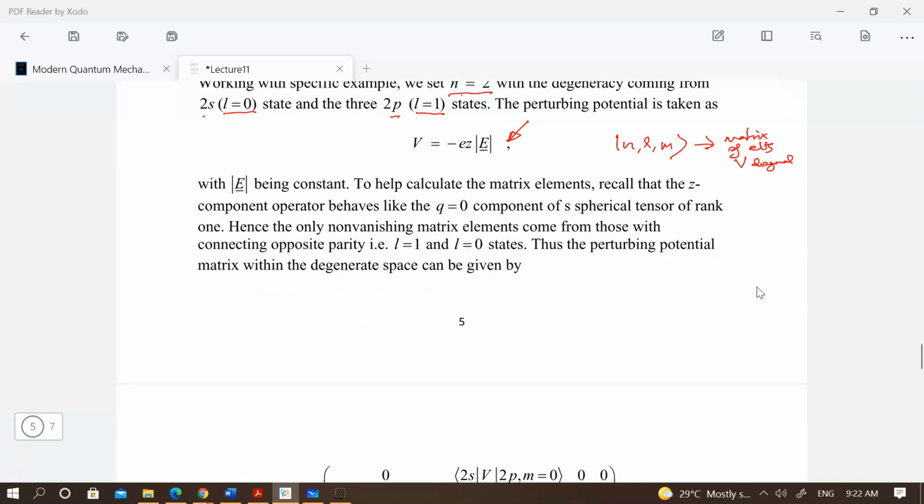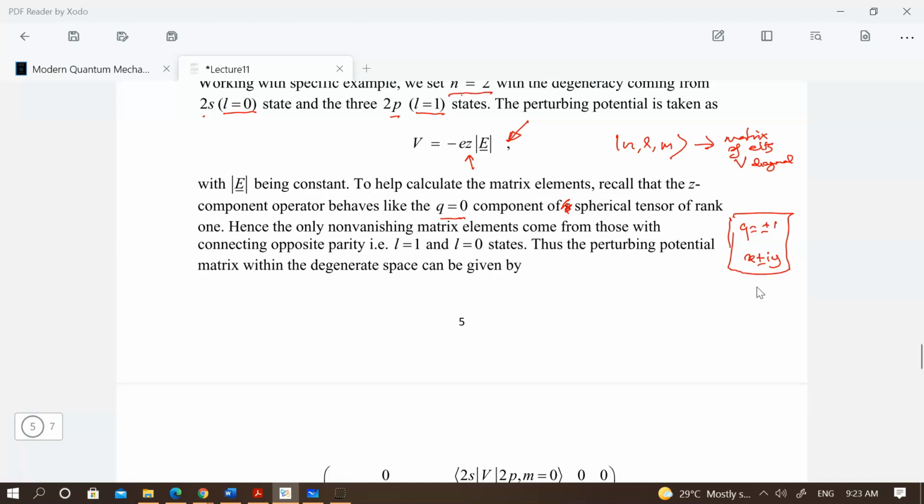If you look at the operator here, remember we have this z, and that z is coming from the position operator, which can be written as a spherical tensor of rank 1, which is a vector really, with z being the q equals 0 component. q equals plus or minus 1 will correspond to the combination of x plus or minus iy components. You recall your spherical operators.